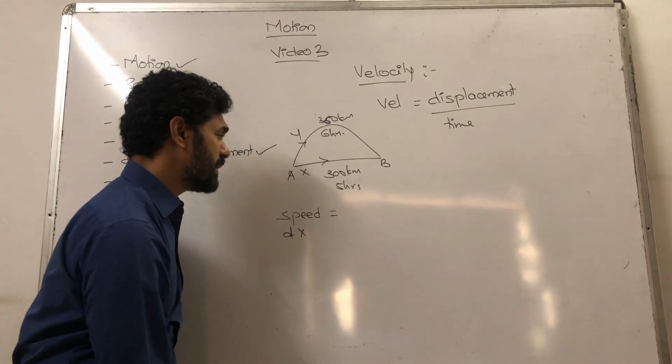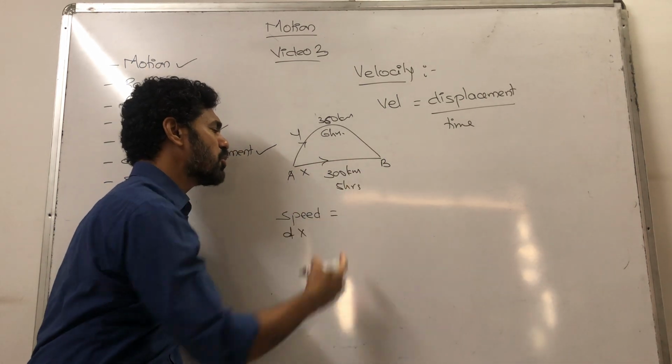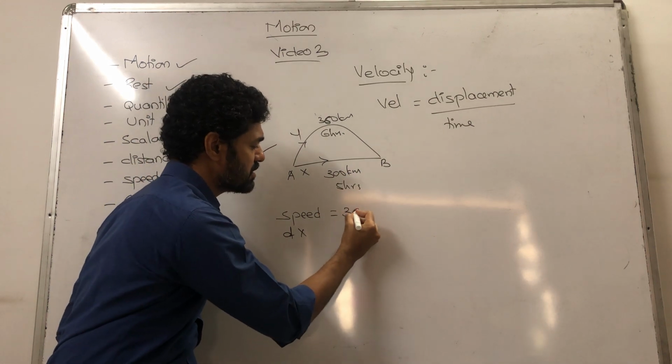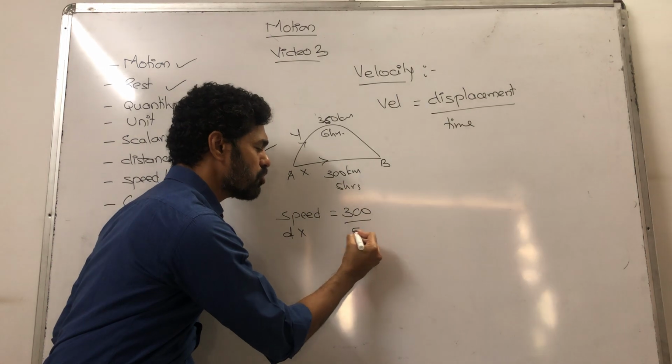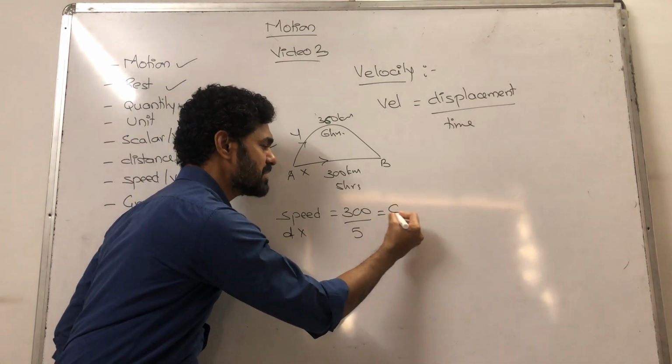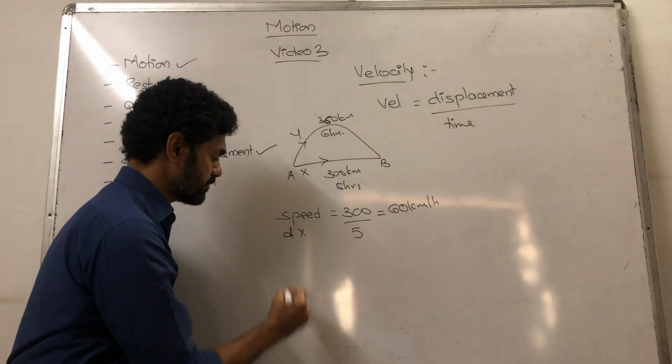Now, the speed of X. What is speed? Speed is distance by time. What is the distance travelled by X? Because X followed this route, the distance travelled is 300 km. And what is the time taken? 5 hours. The speed of X is 60 km per hour.